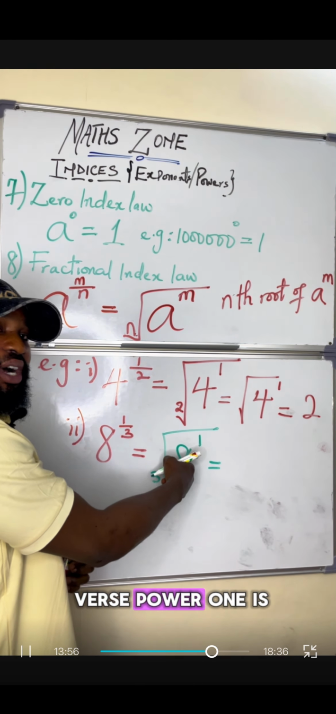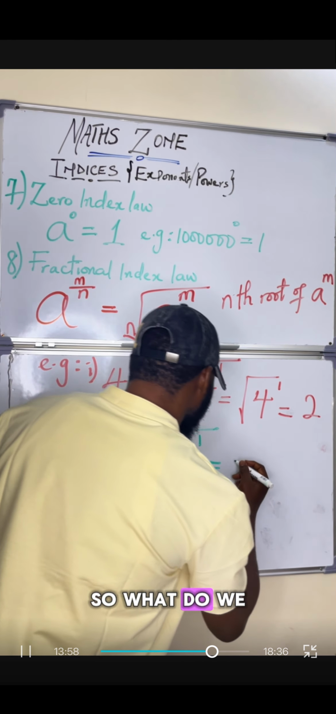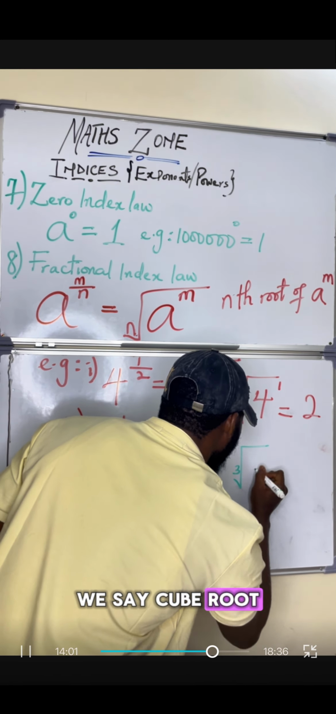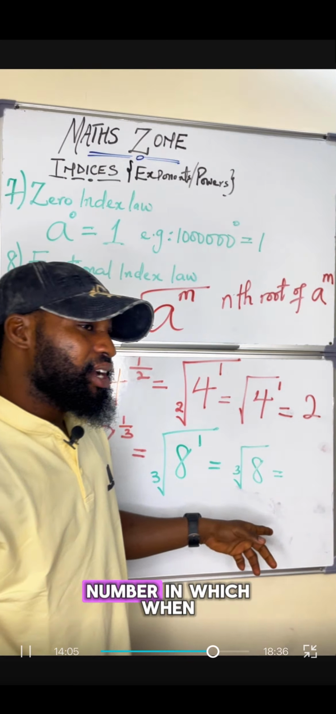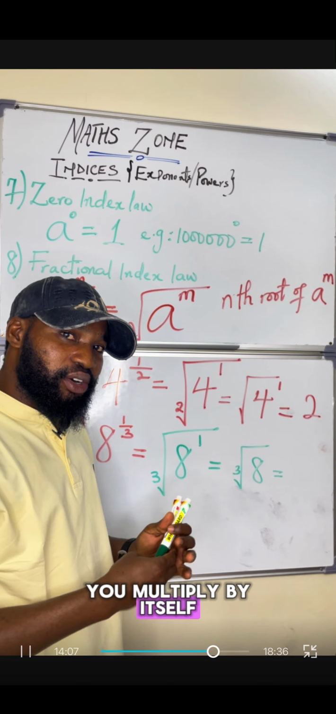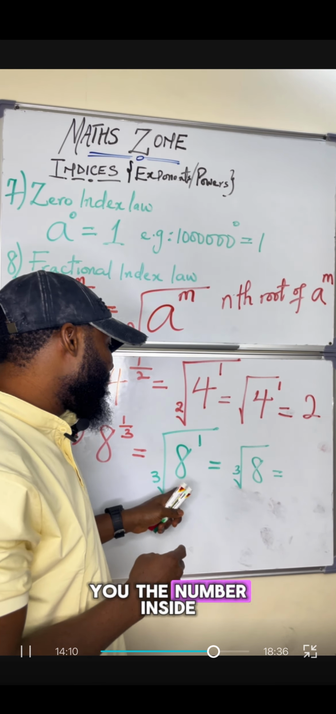Of course, we know that 8 raised to the power 1 is still 8. So what do we do in this case? We say cube root of 8. Cube root of a number, you must get a number which, when you multiply it by itself 3 times, is going to give you the number inside the root.